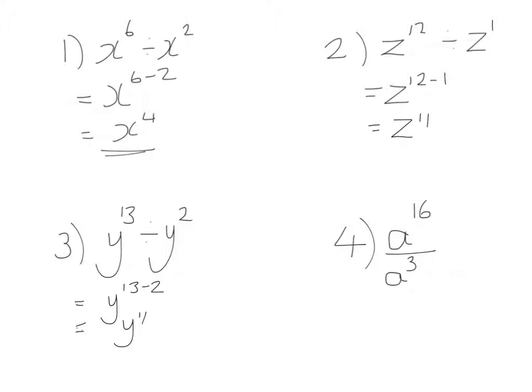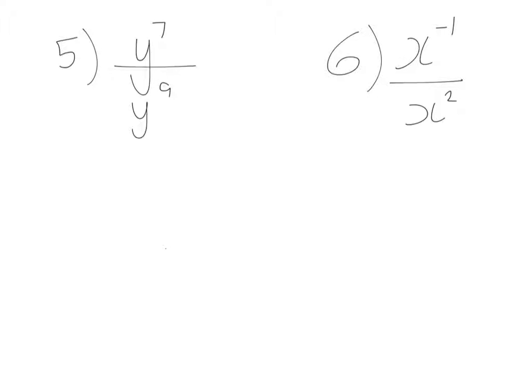And lastly, number 4, we've got a to the power 16 over a to the power 3. Remember, when we see an expression in this form, like a fraction, it just means this divided by this. So all we're doing is we're just applying the same rule to get a to the power 16 take away 3, which will give us a to the power 13. Okay, so all whole numbers so far, but when we are dividing, we're just subtracting the powers.